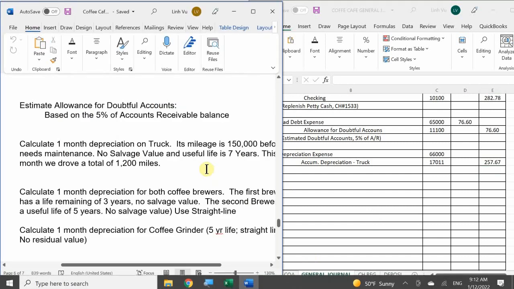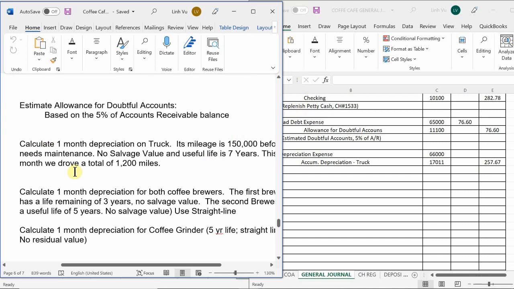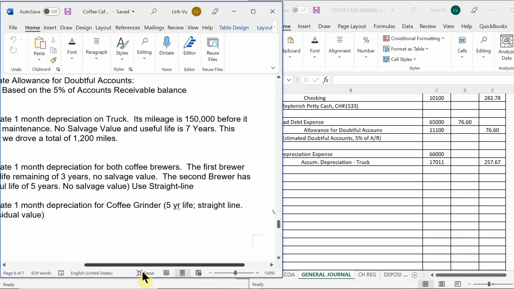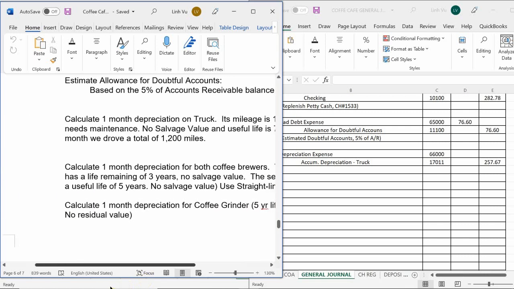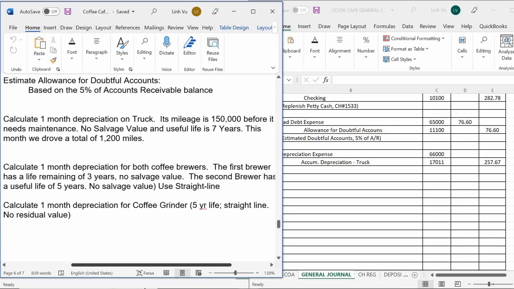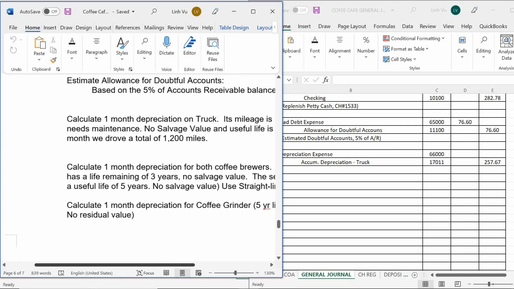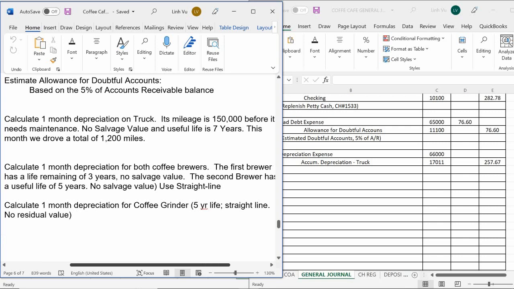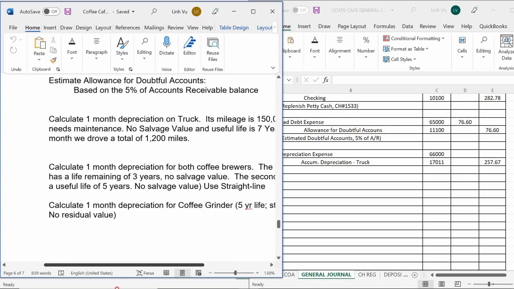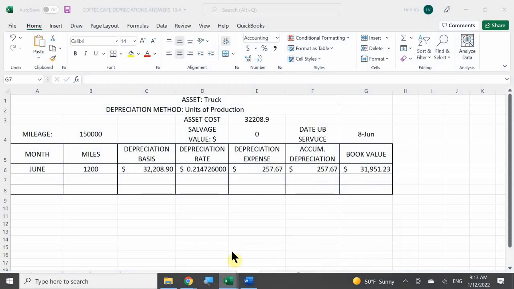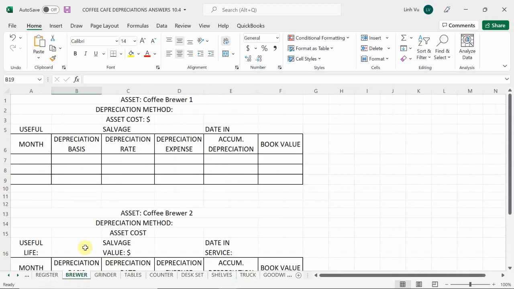So let's see what the next one is going to be. Now it says that we must calculate 1 month of depreciation for both coffee brewers. The first brewer that we bought has a life remaining of 3 years, no salvage value. And the second brewer has a useful life of 5 years, no salvage value. And right here I tell you exactly to use straight line. So let's go to our depreciation table and look up our coffee brewers. Here we are. Coffee brewer number 1, coffee brewer number 2.